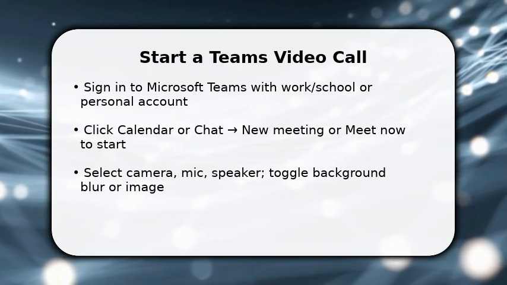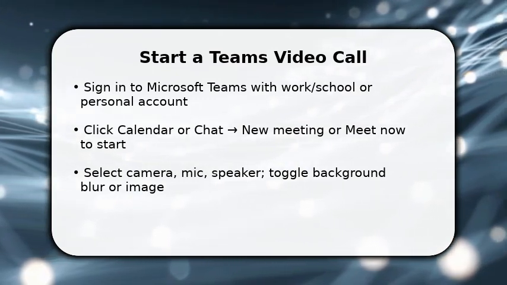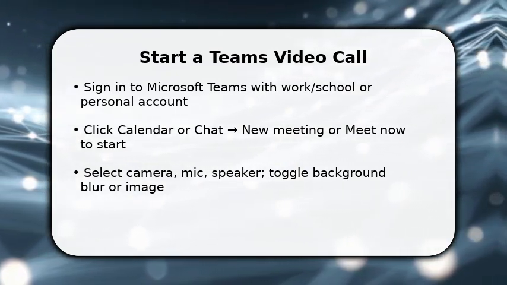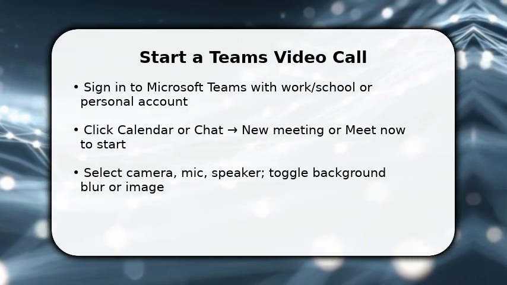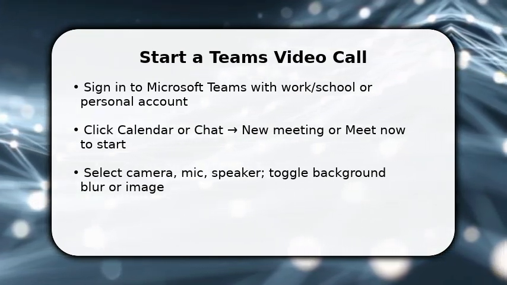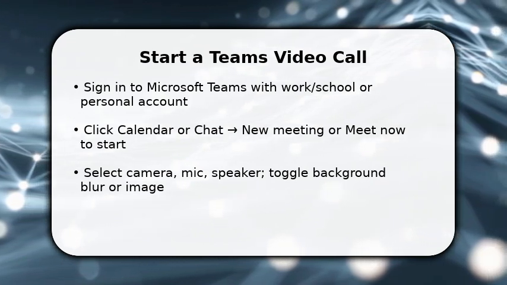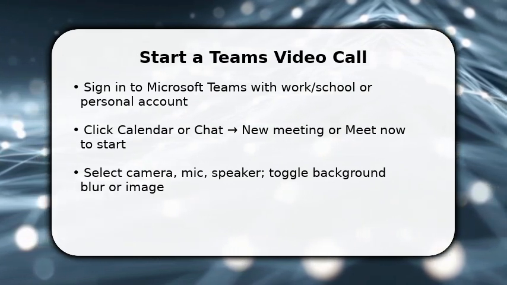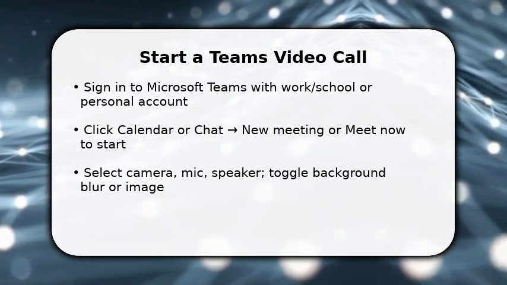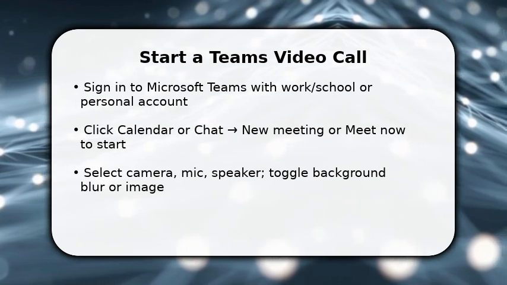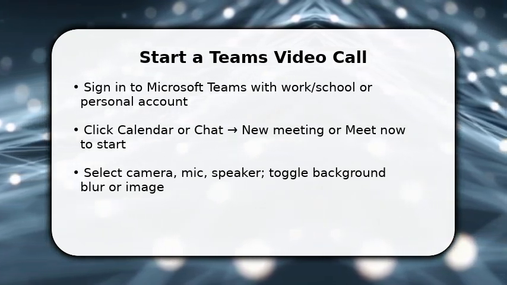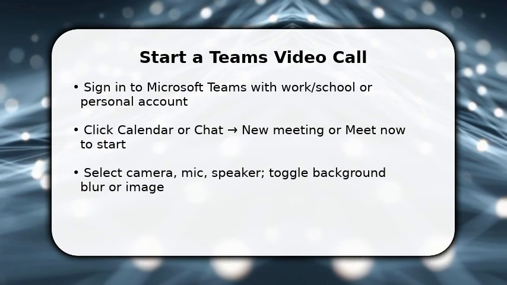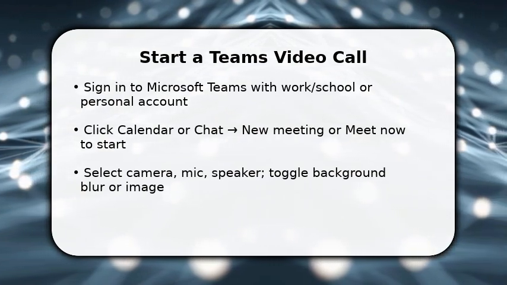Open Teams, sign in and go straight to Calendar or Chat. Once done, choose Meet Now or New Meeting and invite people by name or email. Make sure to select your camera, microphone, and speaker before you join. This prevents interruptions. If you need privacy, turn on background blur or a custom image. Also check permissions if your camera or mic are grayed out. These first choices set the call quality and your confidence, so take a quick moment here.